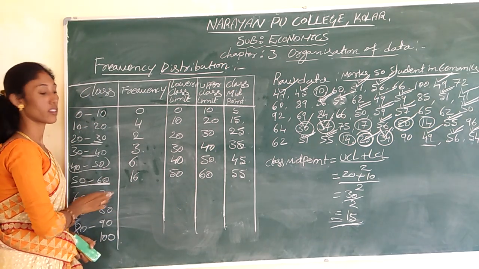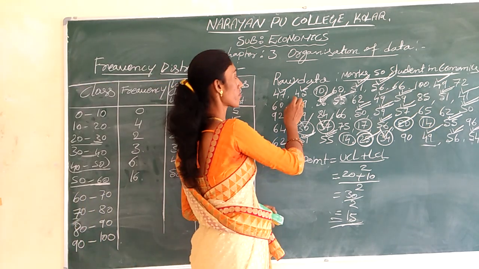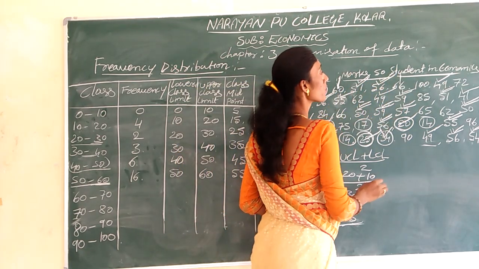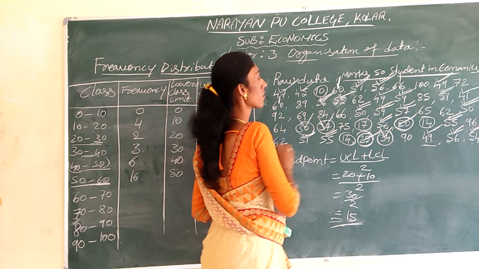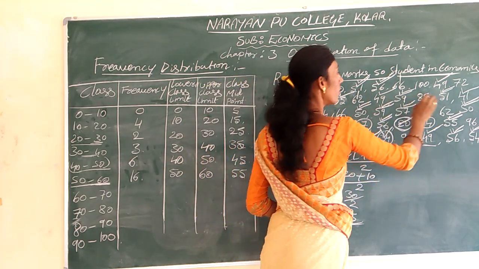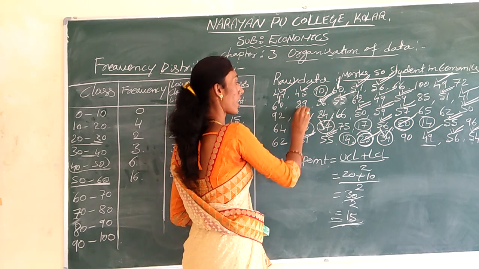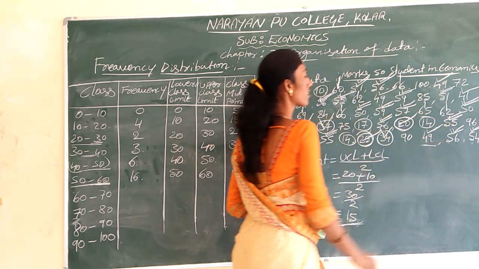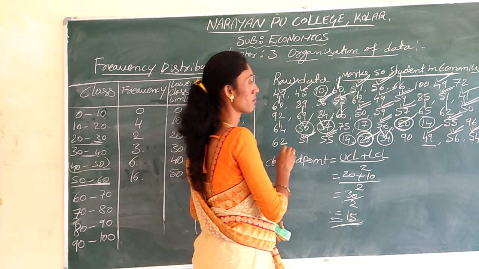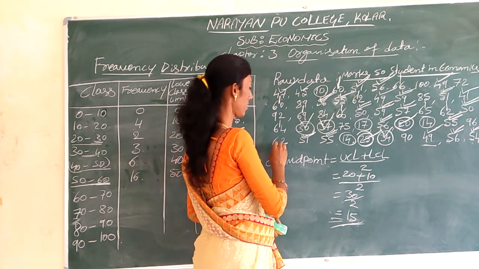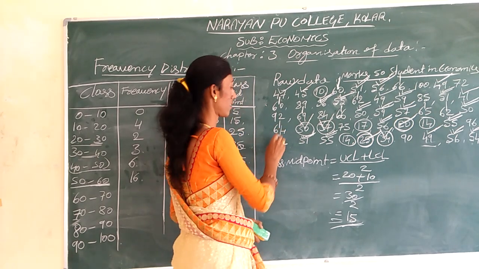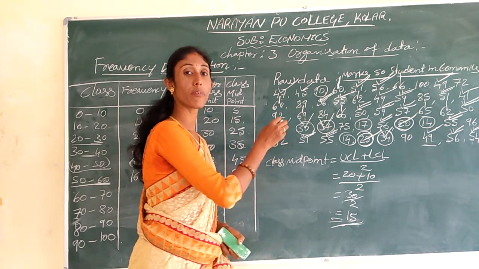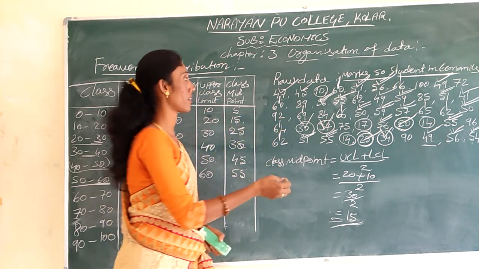Here 60 to 70, the frequencies will appear: 1, make a 1, 2, 3, 4, 5, 6, 7, 8, 9, 10. 10 numbers we have here between 60 to 70.